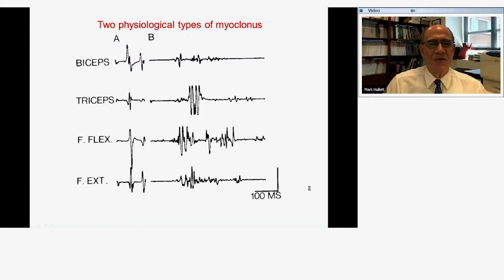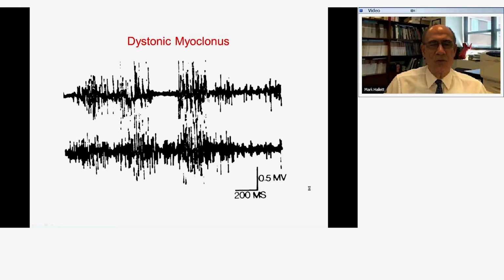So these are the reflex pattern, very short. This is sort of the intermediate reciprocal pattern that I call ballistic, and these are longer bursts that I call tonic. So with patients that have myoclonus, you can see potentially all three of these different patterns, which of course will have different types of etiologies.